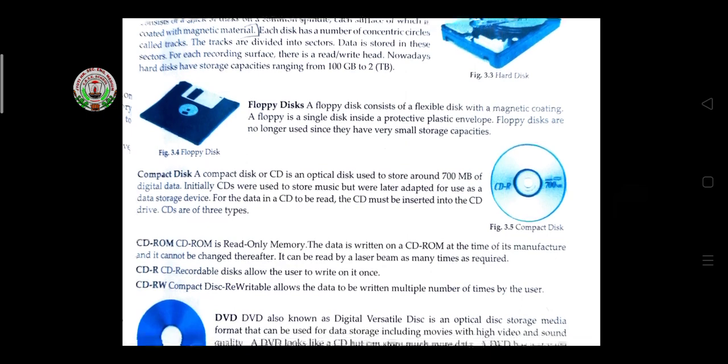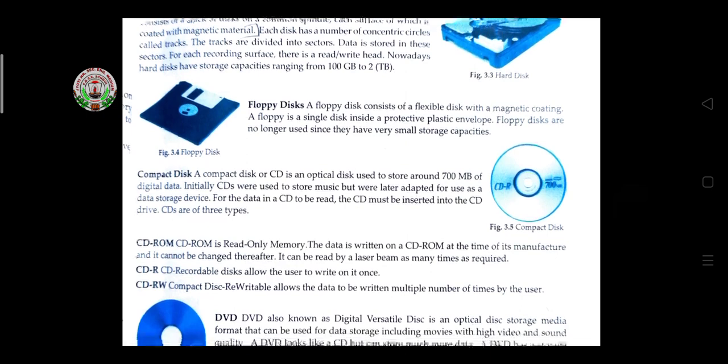Then the three types of CDs are CD-ROM, CD-R, and CD-RW. CD-ROM means read-only memory. The data is written in a CD-ROM at the time of its manufacture, and it cannot be changed thereafter. It can be read by a laser beam as many times as required. So CD-ROM is used.